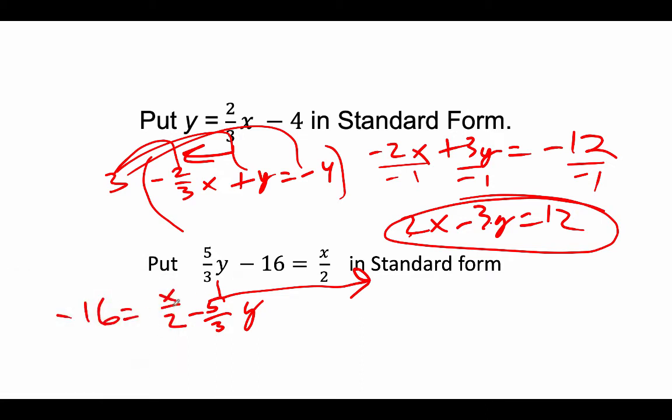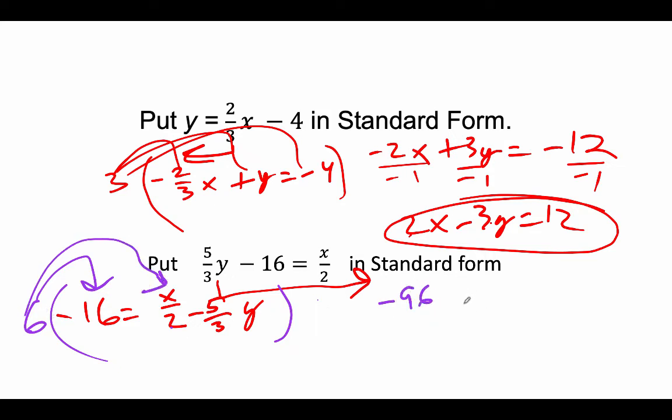Let's use purple. So I subtracted the 5/3 y. So I need to clear out both a 2 and a 3. Can I multiply this whole thing times 6? Negative 16 times 6, I believe that's negative 96. And then a 6 here, 6 divided by 2, that's going to be 3x. And a 6 here, that's going to be minus 10.